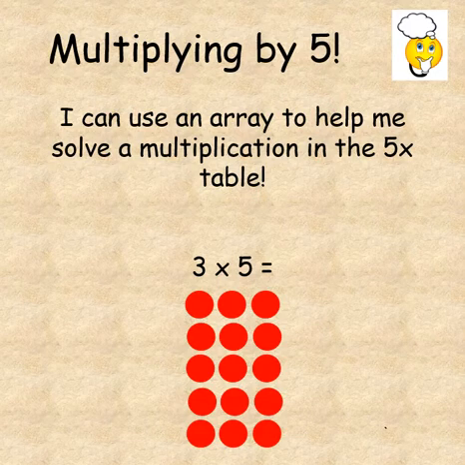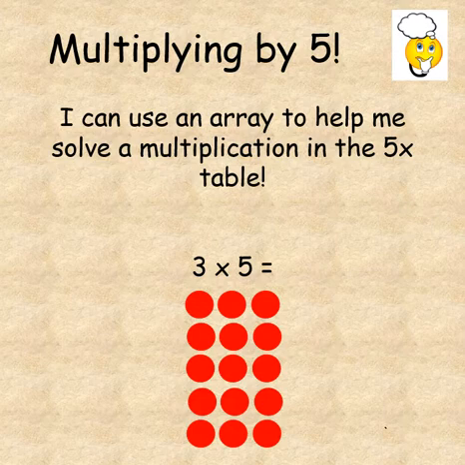Okay, so today we're going to have a look at multiplying by 5. Now we know that we can use an array to solve a multiplication calculation. So I've got 3 multiplied by 5, 3 times 5. I want to know the product of 3 times 5. So I've made my array. I've got 3 counters and I've got 5 rows because I've got 3, 5 times.